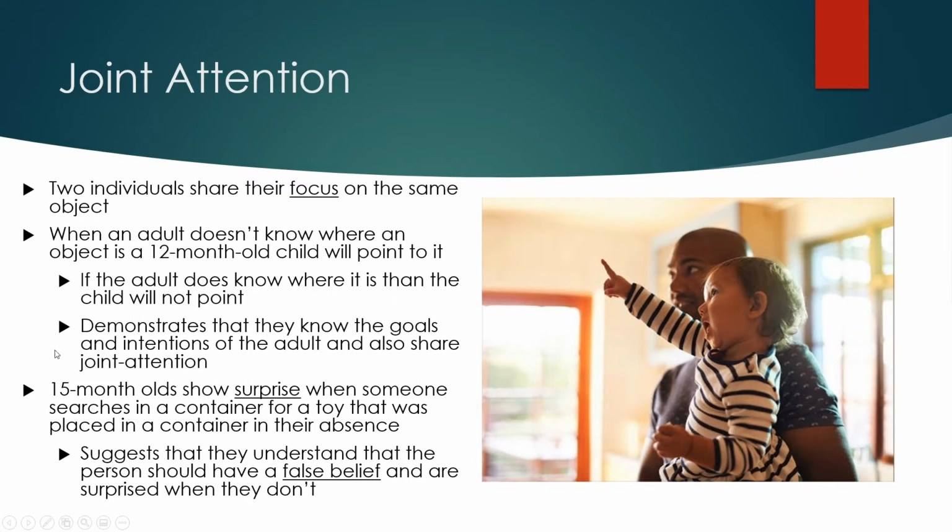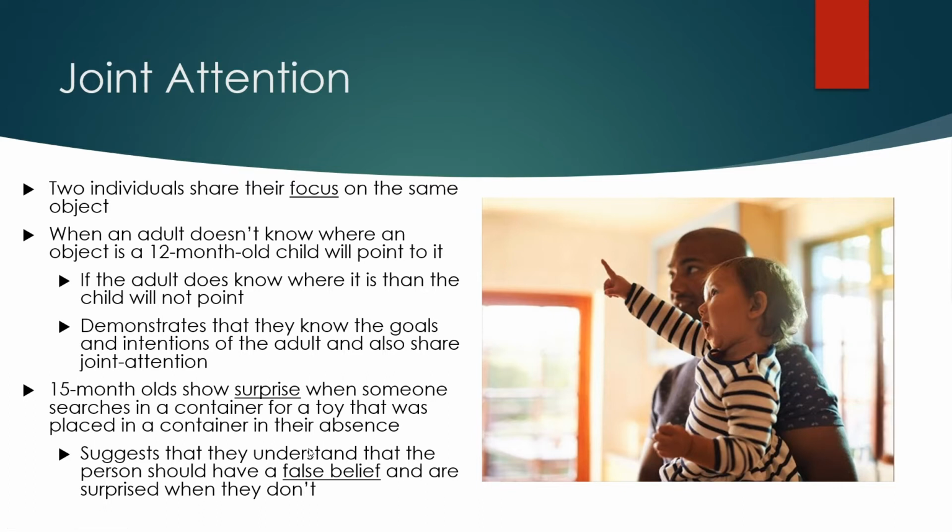And then by the time they're about 15 months, so not even a year and a half yet, they show surprise when this adult or whoever comes into the room and searches in some kind of box or container for a toy that was put there when they weren't there. They're like, whoa, how did you know that was there? And so it shows that they knew that adult had different knowledge than they did, or else they wouldn't have been surprised, right? They knew that the adult should have had a false belief, and were really surprised when they didn't.